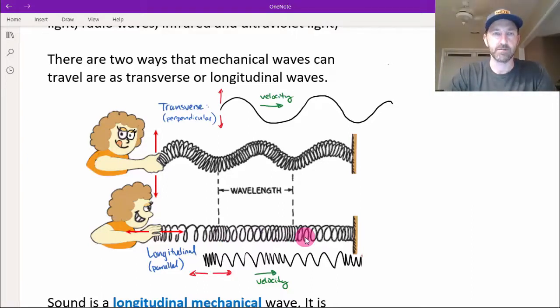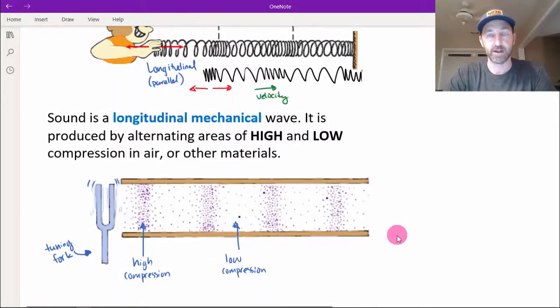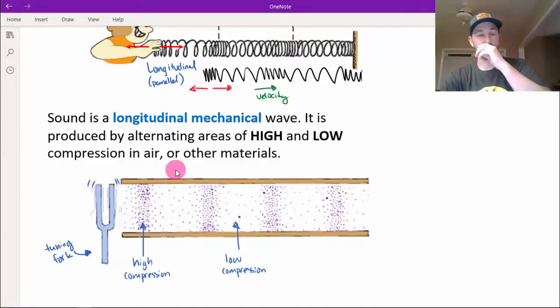Now, for sound, as a longitudinal wave, it's going to be these compression waves, but it's going to be in the physical material of air. So sound being a longitudinal wave, it's produced from alternating high and low compression areas in air or other materials.